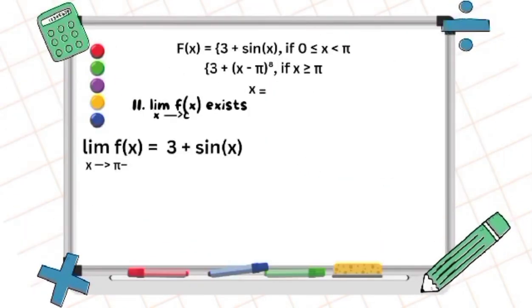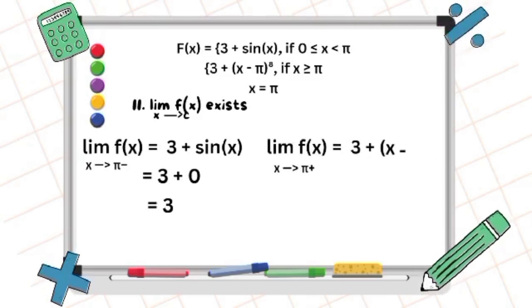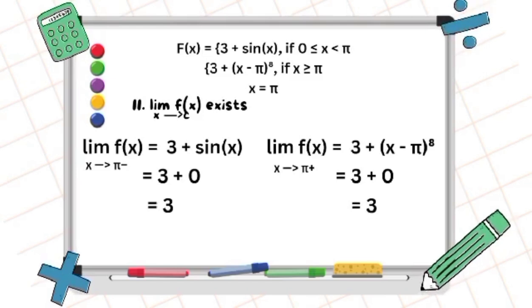The limit of f of x exists as x approaches c. Now we have the limit of f of x equals 3 plus sine x as x approaches pi, so we get the answer 3 plus 0, which is equal to 3. For the second one, we have the limit of f of x equals 3 plus (x minus pi) raised to 8 as x approaches positive pi. That will lead us to the same answer, 3 plus 0 is equal to 3.